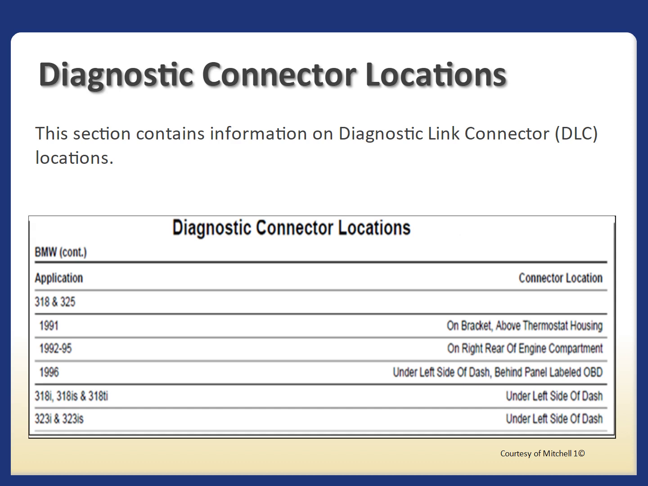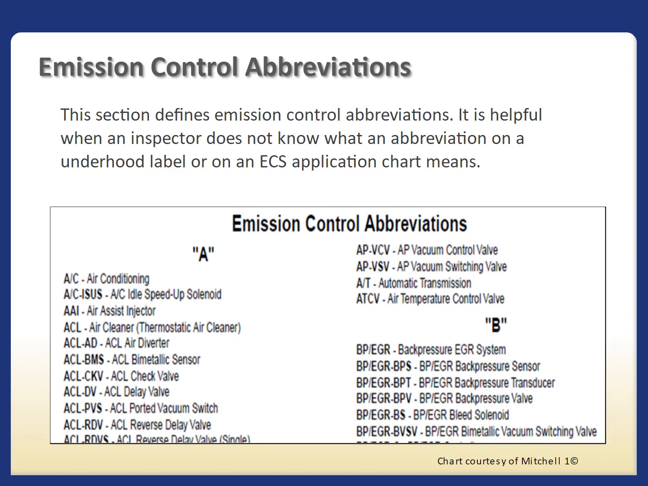Here's an example of a page found in an ECS guide that shows the various diagnostic connector locations for BMW vehicles. As you can see from this chart, your ECS guide is a valuable tool, regardless of the type of vehicle you are testing. All inspectors should familiarize themselves with the abbreviations listed in ECS guides. When an inspector doesn't know or can't remember what an abbreviation on an underhood label or on an ECS application chart means, the ECS guide can be a valuable tool.